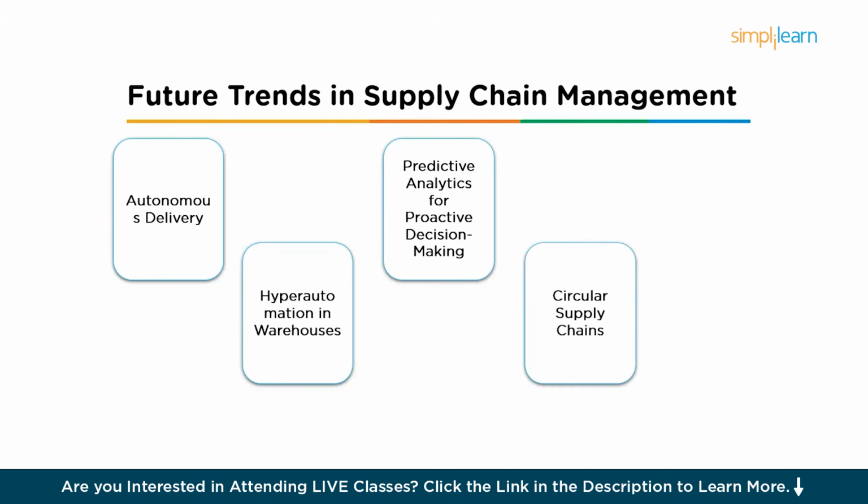Then comes circular supply chains, emphasizing reuse and recycling. Circular models reduce waste and promote sustainability throughout the product lifecycle. And last, it comes AI-powered supplier risk management. AI systems will monitor supplier stability, compliance, and geopolitical risk in real time, helping companies proactively manage vulnerabilities.